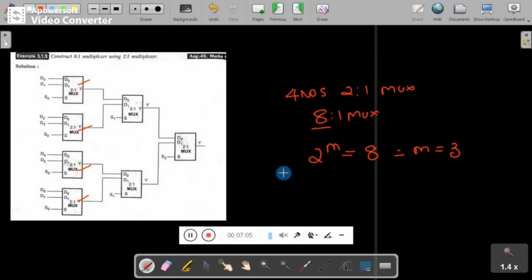So the 3 control lines in the diagram you can see are marked as S0, S1 and S2. These are the 3 control lines. Other than that, you can see the connection here. That is, I have connected 4 2:1 mux. Data input for the first mux is D0, D1. Data input for the second mux is D2, D3. Data input for the third mux is D4, D5, and for the fourth, D6 and D7.